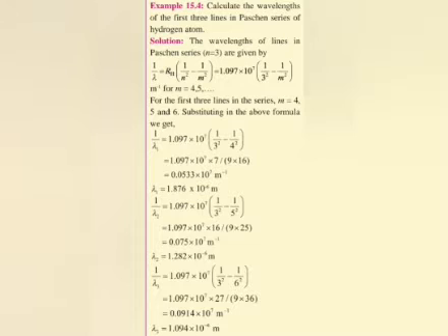Let's consider the second, that is the value 5. So again we are taking the value of 5 in the place of m square. Here we are getting the wavelength after calculation, that is 1.282 into 10 to the power of minus 6 meter. That is the second line inside of the Paschen series.